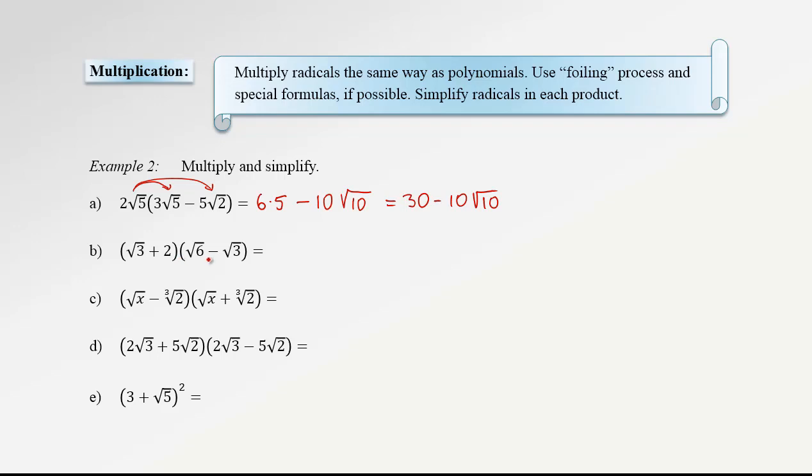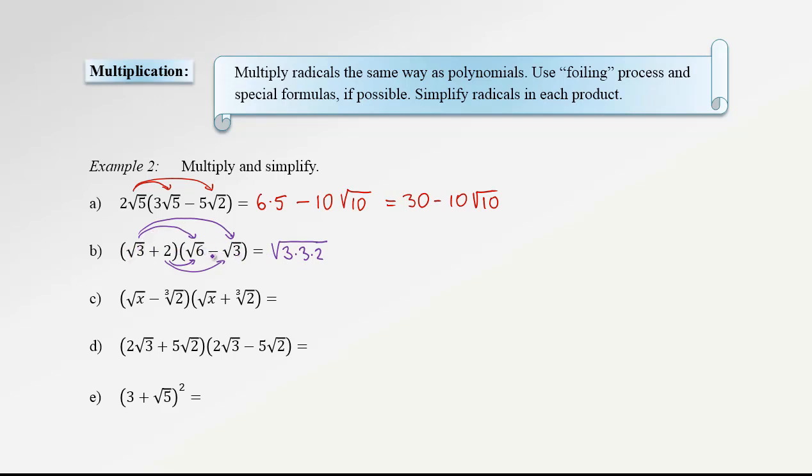What can we do here? FOIL. So multiply first terms, outside terms, inner terms, and last terms. Okay, first is first. Root 3 times root 6 is root, and we can say 3 times 6. But instead of writing 18, we can rewrite this 3 times 6 as 3 times 2 in preparation for simplification in the next step. Okay, now this times this.